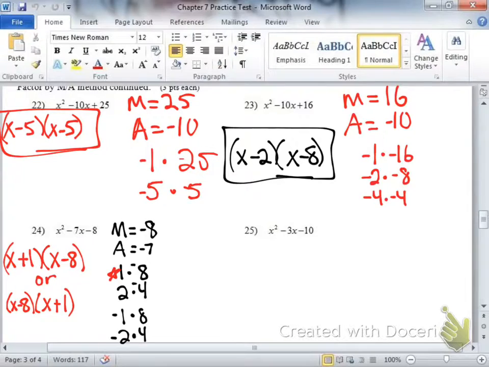All right? Again, just like the GCF section, if you're unsure if your answer's right, distribute it back out. X times x is x squared. Then I'd have a minus 8x and a plus 1x. That would give me the negative 7x. And in the back, you get a negative 8.